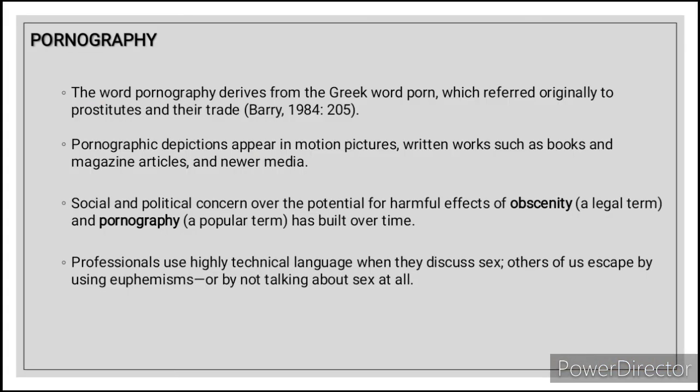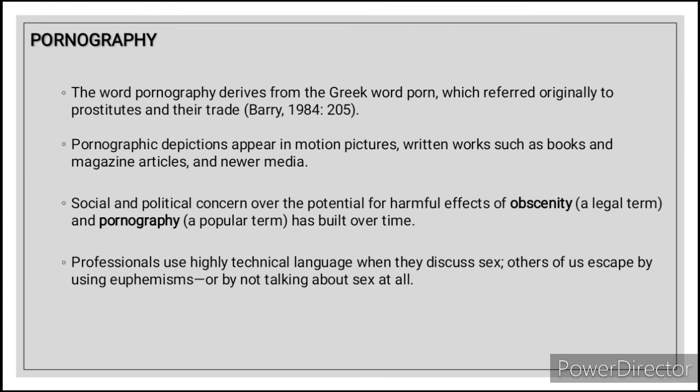Pornography. The word pornography derives from the Greek word porne, which referred originally to prostitutes and their trade. Pornography no longer relates strictly to descriptions of the behavior of prostitutes and their clients. The concept has broadened to include virtually any sexually explicit material. Some pornography displays a violent quality, including certain recurring themes such as sexual slavery. Pornographic depictions appear in motion pictures, written works such as books and magazine articles, and newer media.